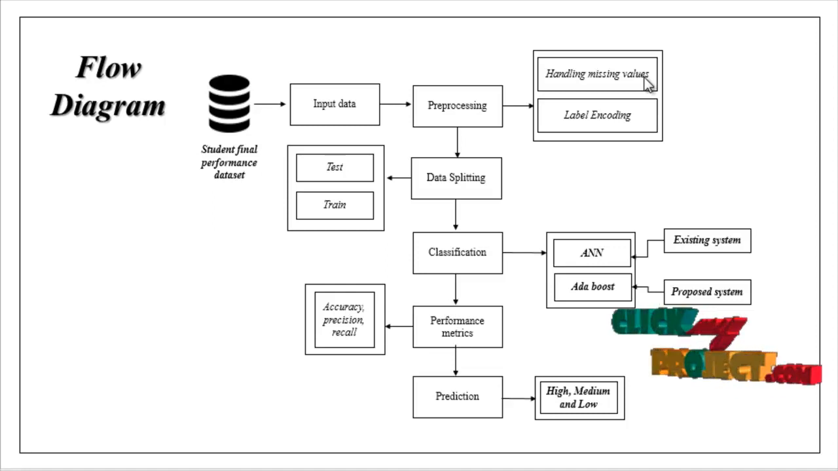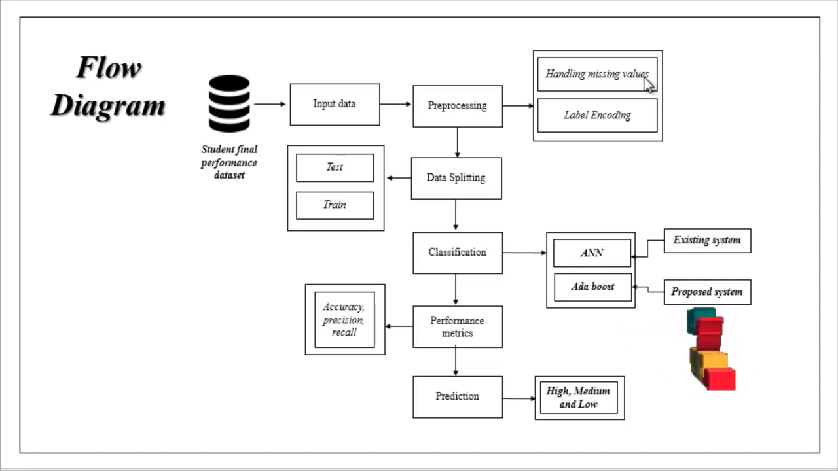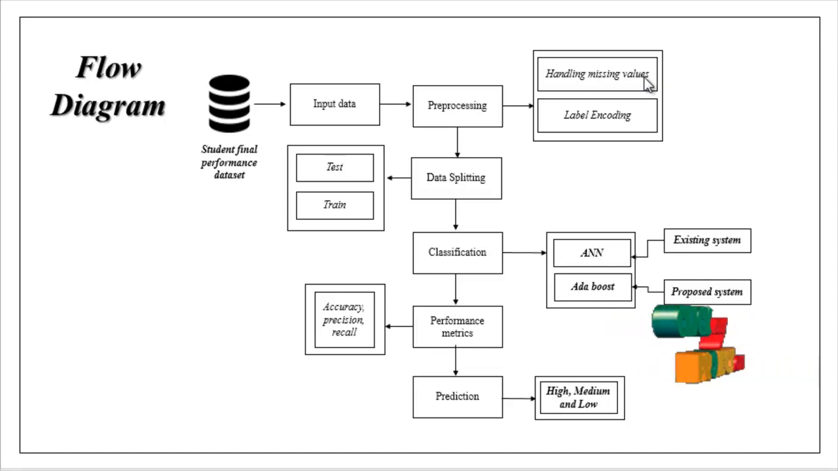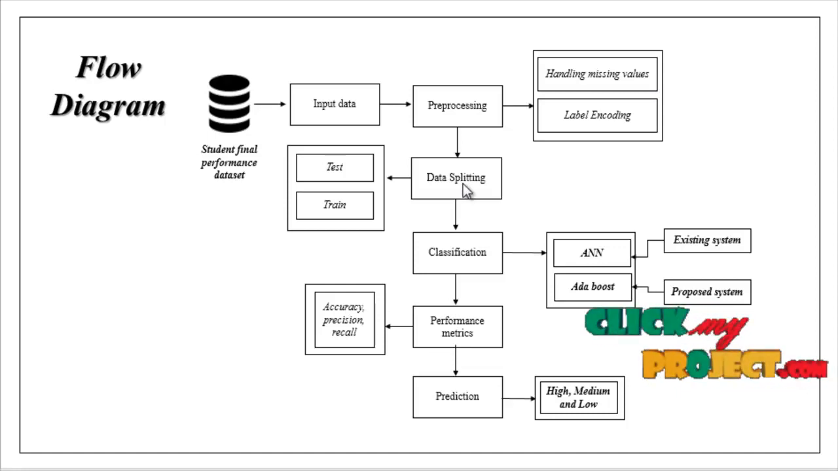Here we have to check whether any missing values are present in our dataset. If there are any missing values in our dataset, we have to replace those missing values by zeros or non-values. Then label encoding. Here we encode the data into labels, so we convert the string into numeric integer values. The pre-processed data are carried out to the data splitting module.